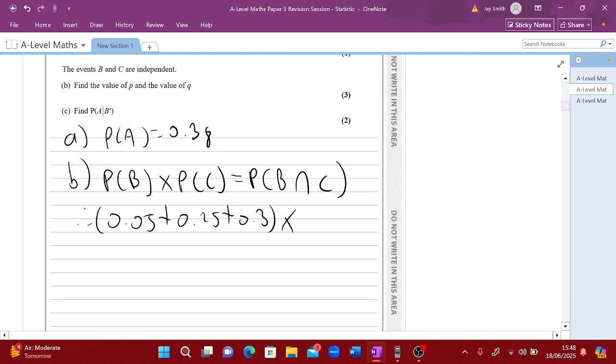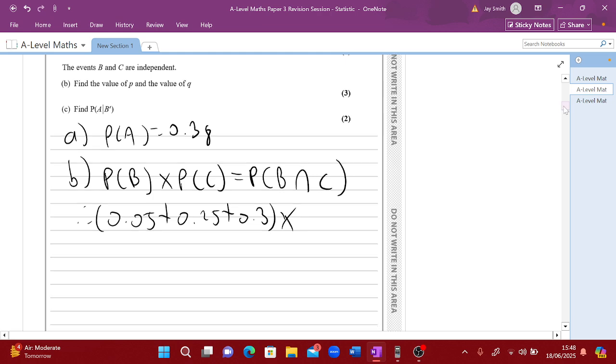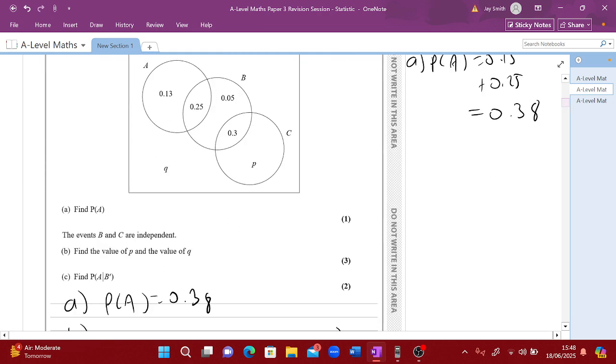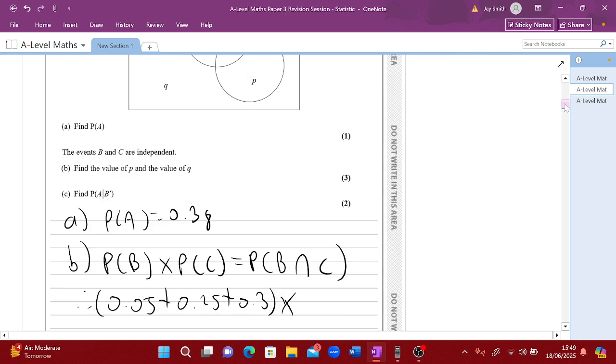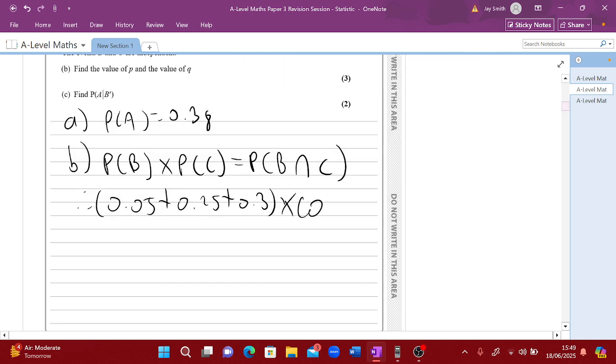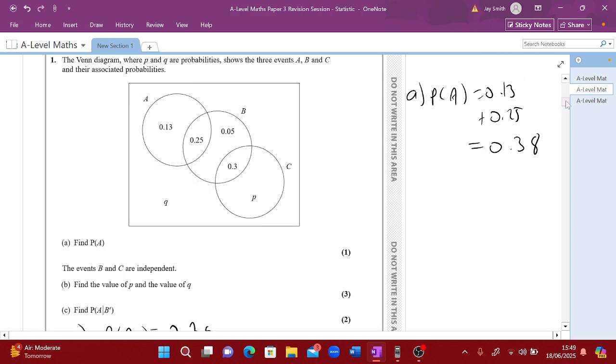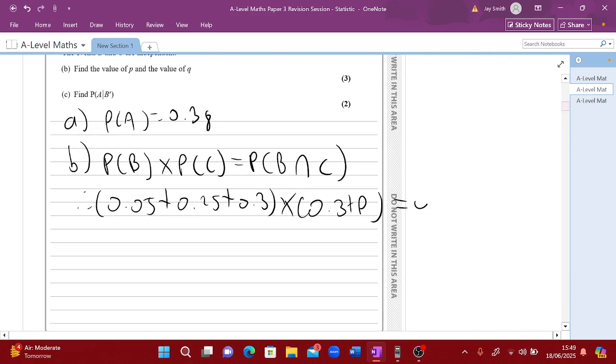And then we're going to times by the probability of C. Now that's all the numbers in the circle C, right, so this and this. So it's 0.3 add P. And that's going to equal the numbers that are in B and C. So the overlap between B and C is simply just 0.3. And so we can solve this equation. It is a linear equation for P.